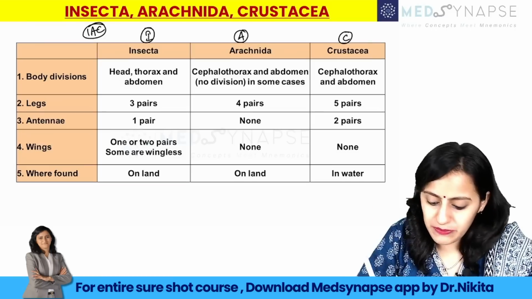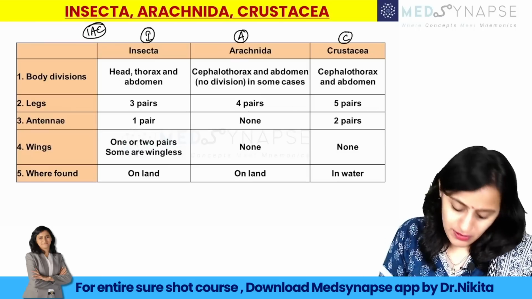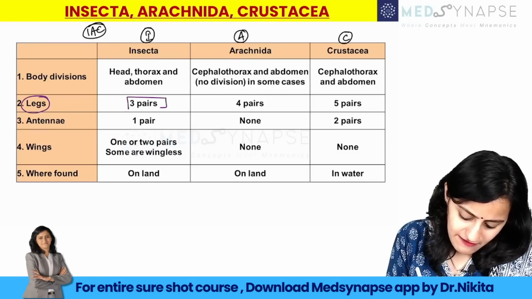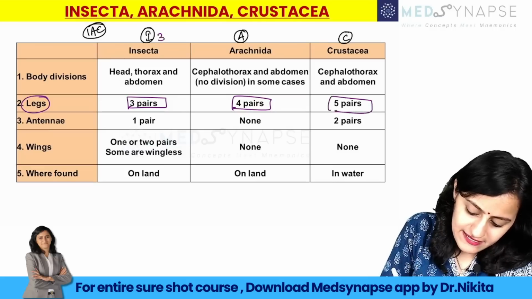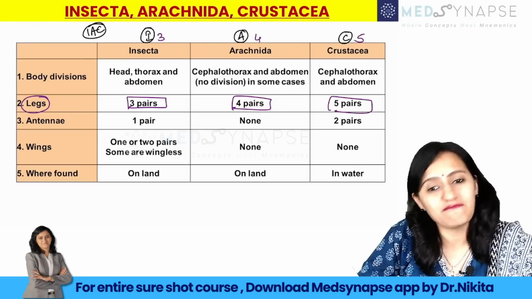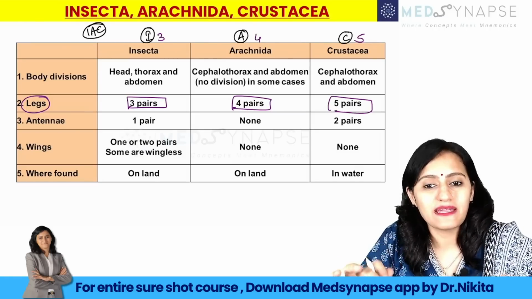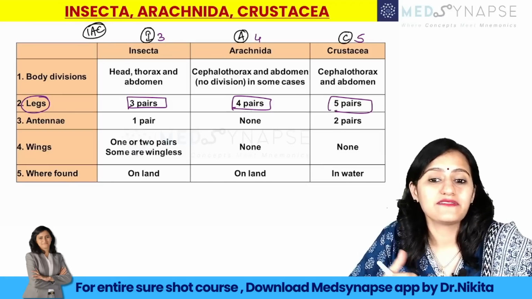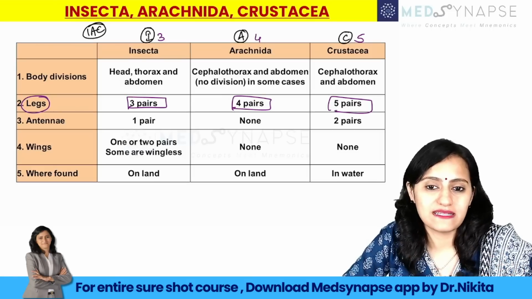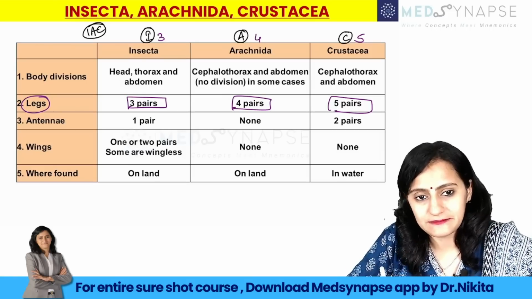Why I'm telling you to remember in the same sequence? Because look at the number of legs that they have. It is 3 pairs, 4 pairs and 5 pairs of legs. So remember IAC is 3 pairs, 4 pairs and 5 pairs of legs. Depending on the pairs of legs that you see in the image, you can rule out the options. If it's 3 pairs, it's something from Insecta. If it's 4, it is from Arachnida.